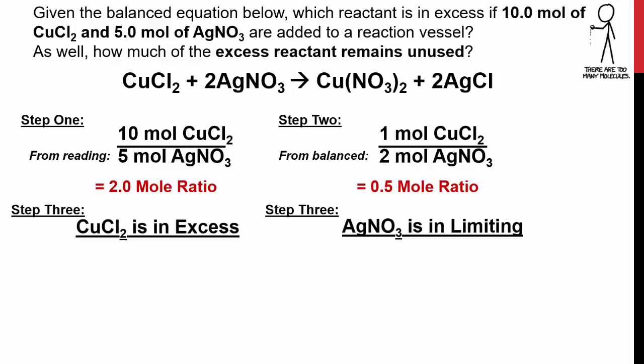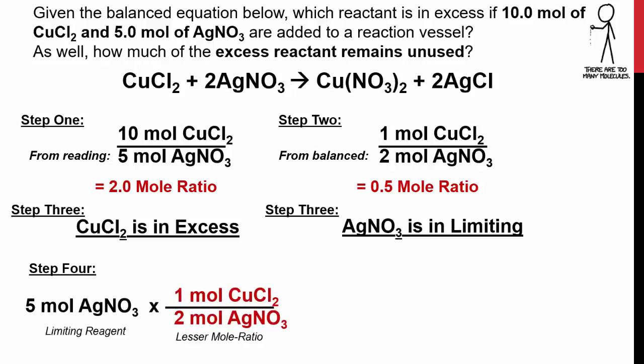Again, look at the question. In the balanced equation, 1 mole of copper chloride is needed to react with 2 moles of silver nitrate. So therefore, if you have 10 moles of copper chloride, you would have to have 20 moles of silver nitrate to go to completion. In this case, we only have 5. This makes it limiting. Step 4 is to again take the limiting reagent, which is our 5 moles of silver nitrate. We're multiplying it by the limiting ratio, which is 0.5 if you think about that mathematically. So 5 times 0.5 tells us that we have about 2.5 moles of copper chloride being consumed.